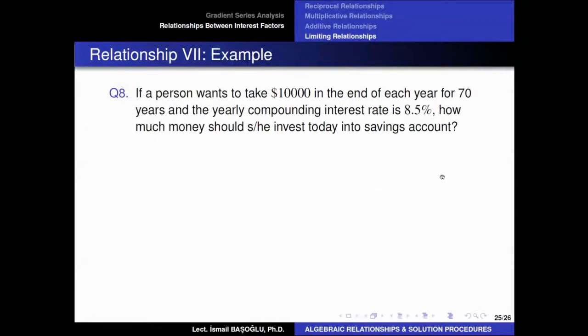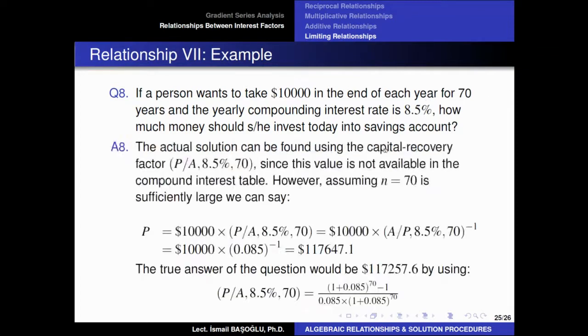All right, so it says if a person wants to take $10,000 at the end of each year for 70 years, and the yearly compounding interest rate is 8.5%, how much money should she invest today into the savings account? So for 70 years, this $10,000 that the person is looking for is the uniform series single installment, and we are just going to calculate the present value right now. How much principal should we invest in that savings account so we can get this $10,000 for 70 years?